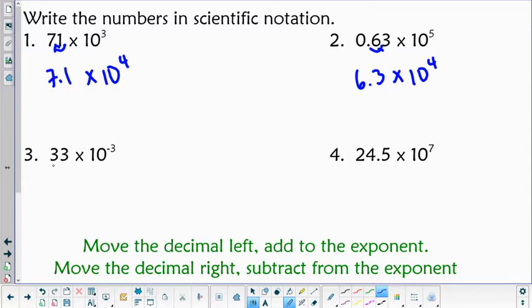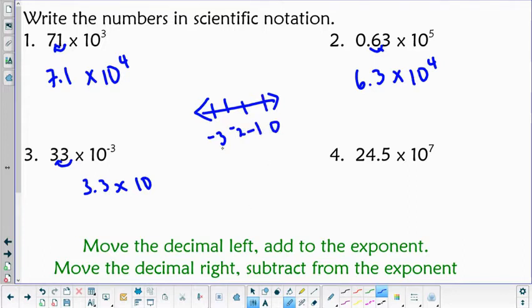And now we are in proper scientific notation. Okay, over here, this is a whole number. 33 has an imaginary decimal point at the end. So to make it into the proper form, I have to move it over 1 to the left to make it 3.3. And it says that if I move left, I have to add to the exponent. So think about this. This is -3 plus 1. If I'm thinking about a number line, here's -3, -2, -1, and 0. If I'm adding 1, I have to move to the right. So it's actually going to become -2. Subtracting, you would move to the left.